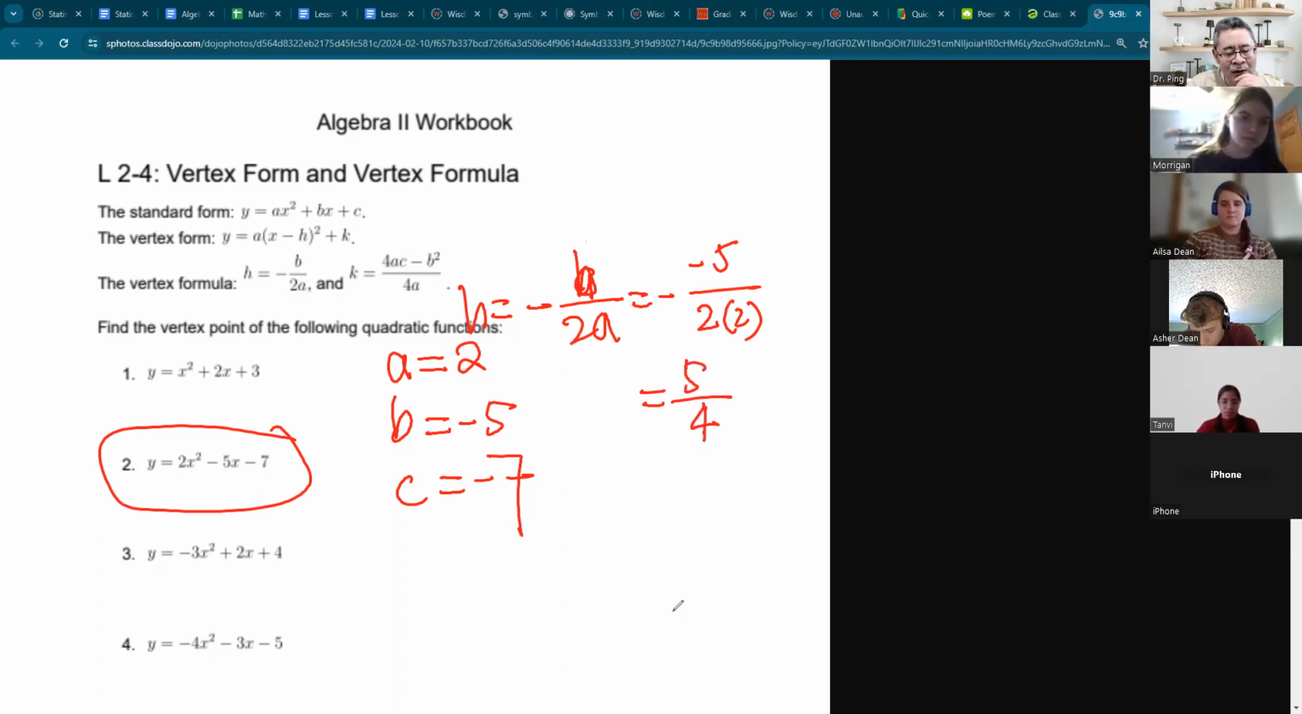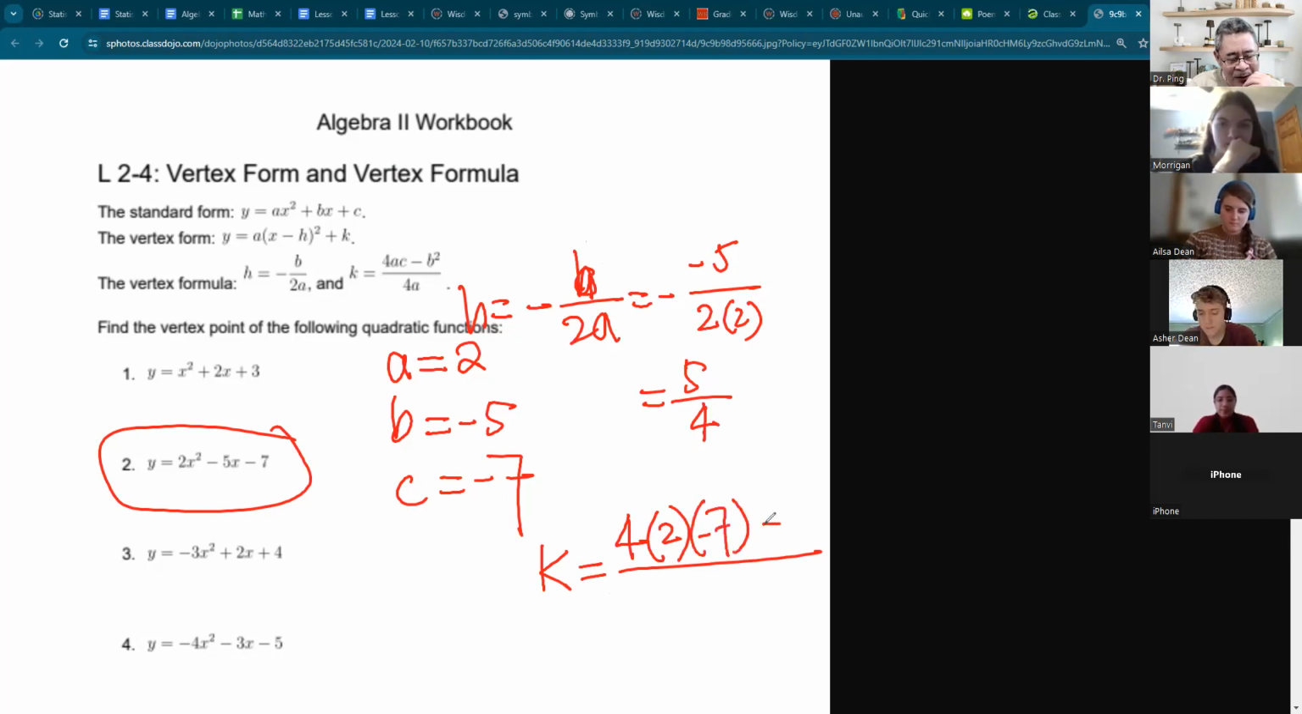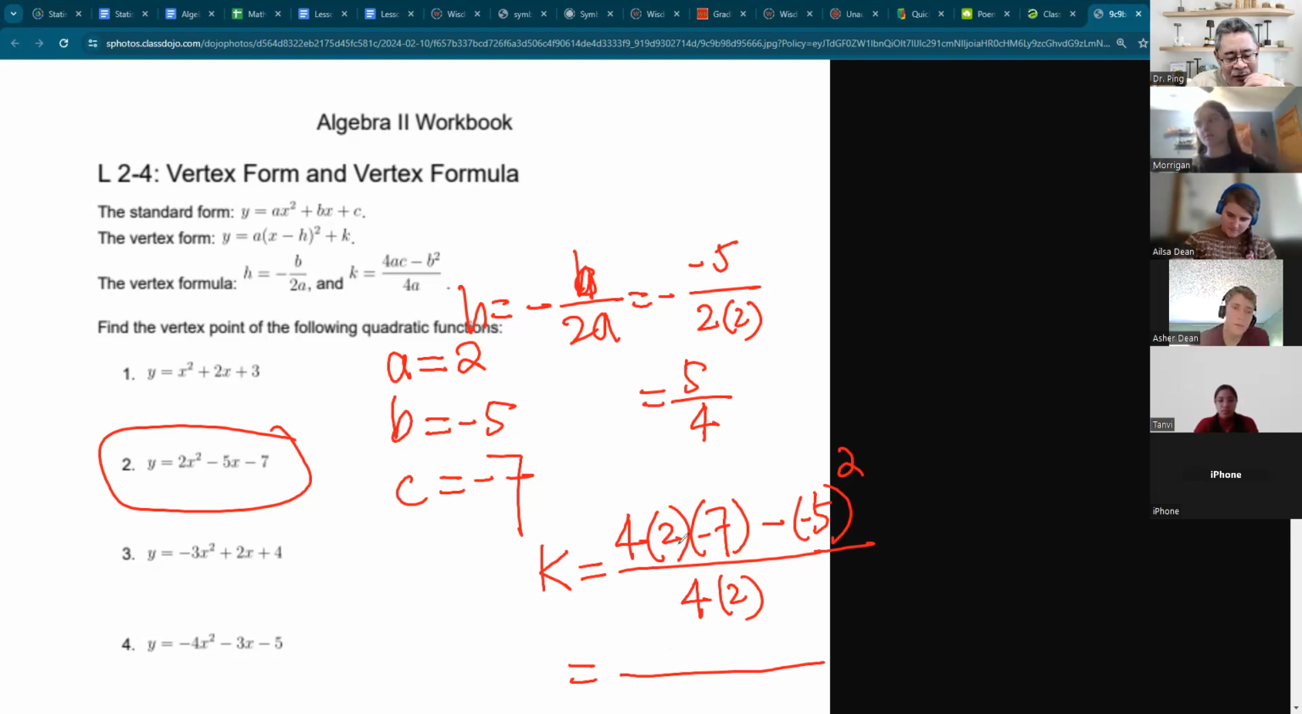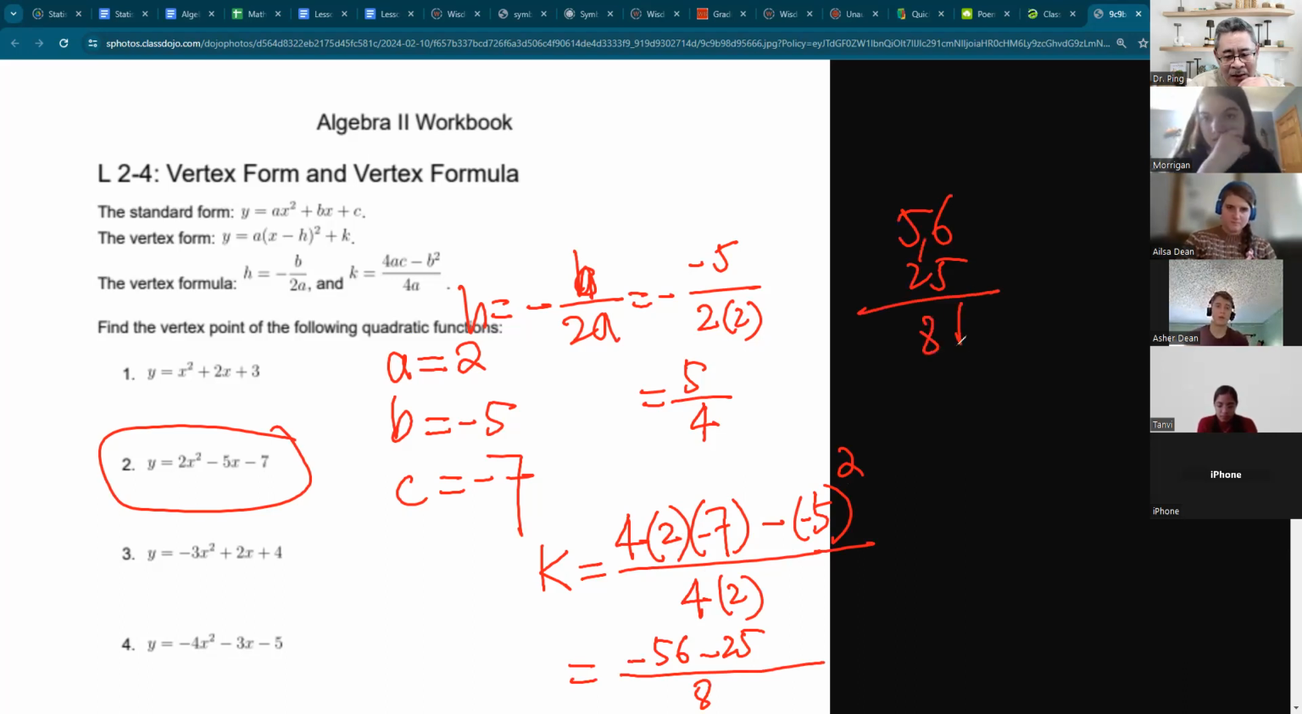So that's our h. Are we good on that? Yeah, number k is where I was getting confused. Okay, now k: we got 4AC, A is 2, C is -7, and B is -5, but -5 squared is just positive. Then we have 4 and 2. Oh, yeah, that makes a lot more sense. So 2 times 4 is 8, 8 times 7 is 56, minus 25 over 8. 56 minus 25, that's 81, so that gives us negative 81 over 8.